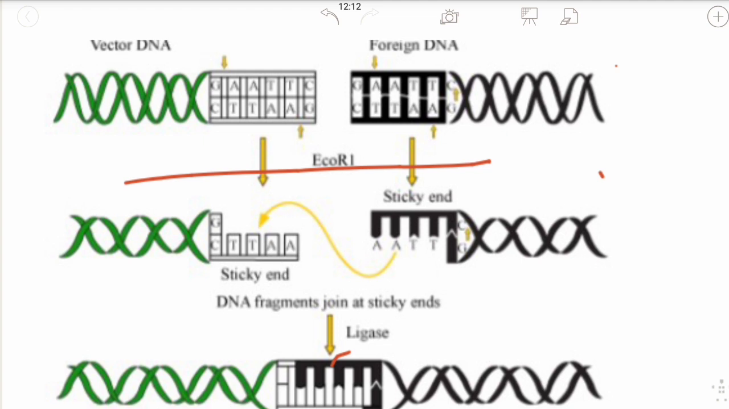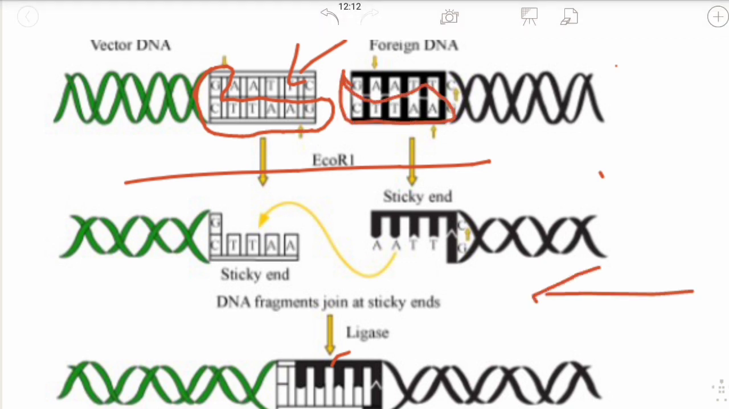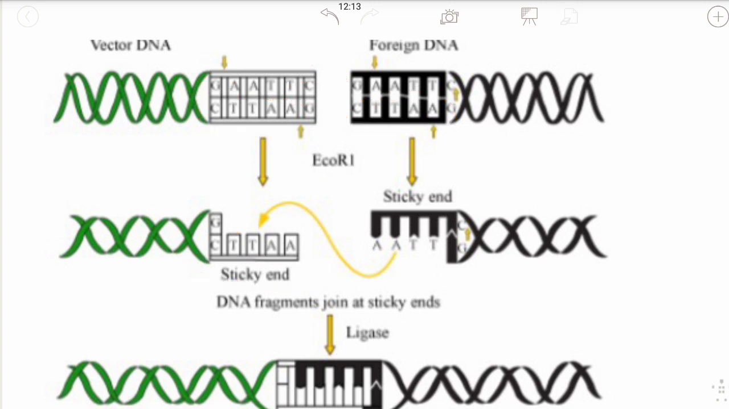So only sticky ends will be remaining now. This will be remaining and this will go away. Similarly here, this will be remaining. So this is the next part. Only sticky ends are present. Overhanging sticky ends are generated on each of the strands. So what happens next?